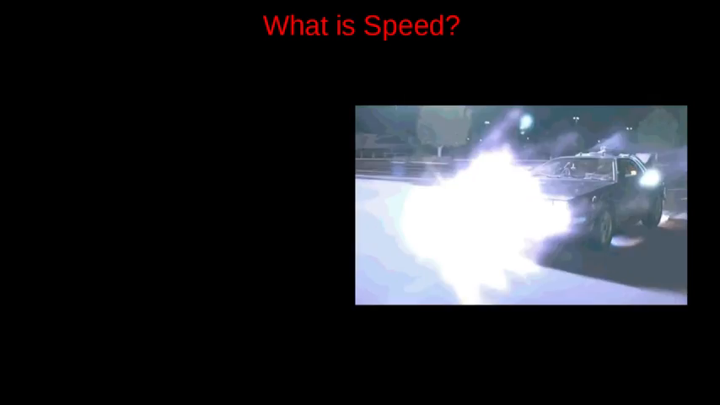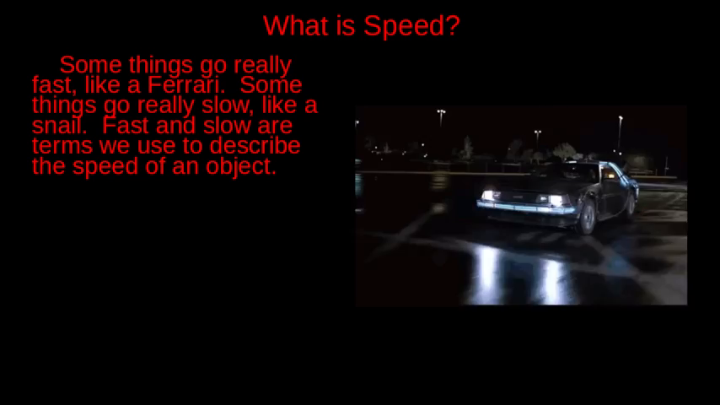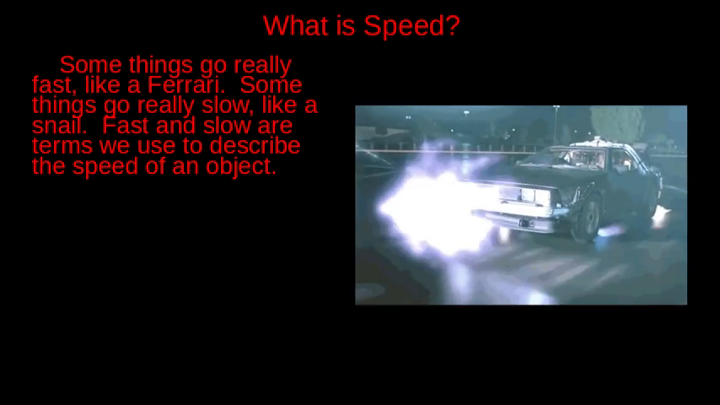Now, what is speed? Speed is something that measures how fast something is going. So, for example, some things go really fast, like a Ferrari. Some things go really slow, like a snail.